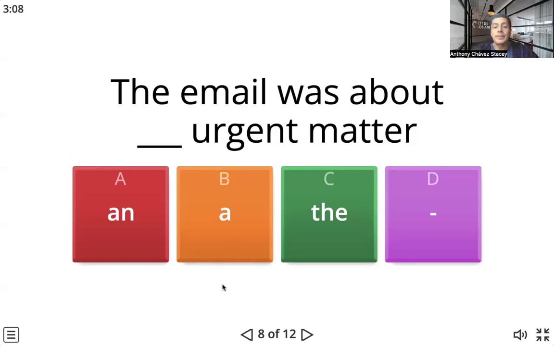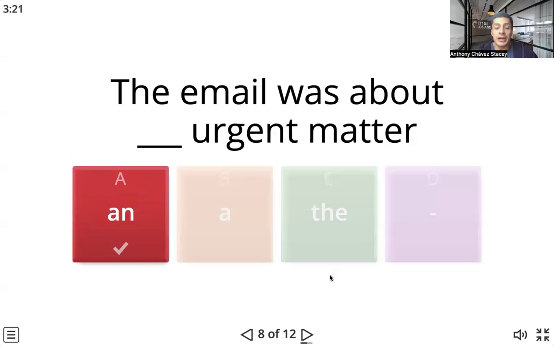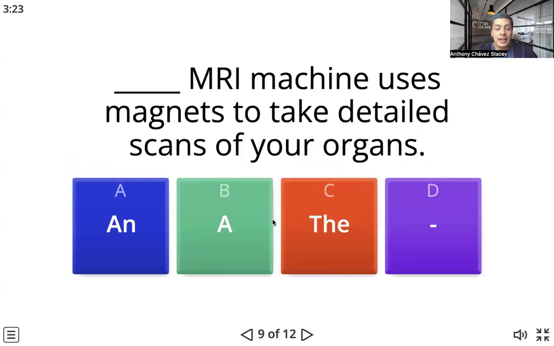The mail was about an urgent matter. An urgent, yes, we can say an urgent matter. That's right. But for this one, I think there was a mistake. But of course, about an urgent matter. Great job so far. Let's continue with Karen. So now it's your turn. MRI machine.